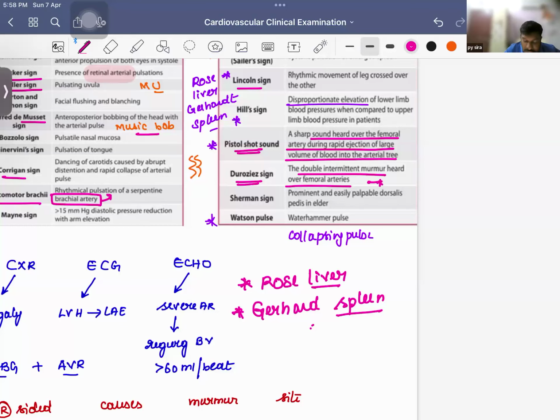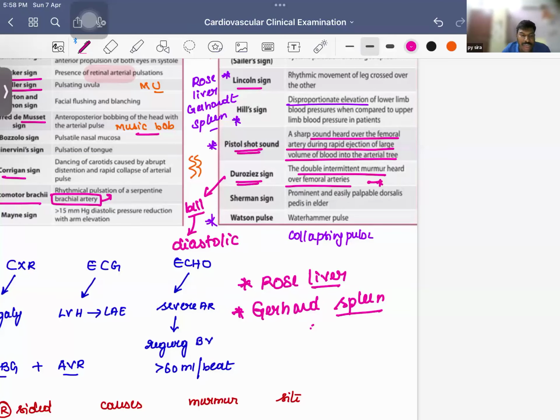Okay, it is also called the Duroziez sign. It is very, very important. It is the femoral artery: whenever you compress it with the bell of the stethoscope, you will hear a diastolic double murmur. That is called the Duroziez sign. Okay, very, very important thing.